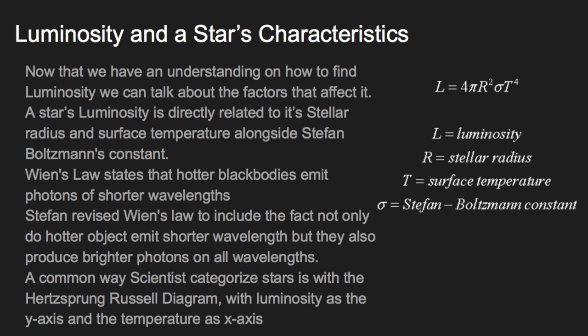Luminosity and a star's characteristics. Now that we have an understanding of how to find luminosity, we can talk about the factors that affect it. A star's luminosity is directly related to its stellar radius and surface temperature, alongside Stefan-Boltzmann's constant. Wien's law states that hotter black bodies emit photons of shorter wavelength. Stefan revised Wien's law to include the fact that not only do hotter objects emit shorter wavelengths, but they also produce brighter photons on all wavelengths.